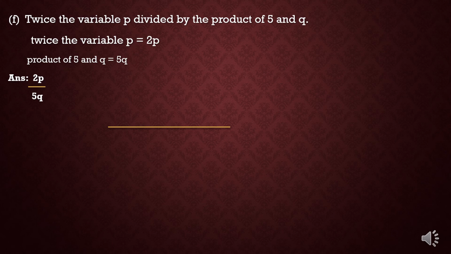Now I have to divide both of them. Again, following the same rule, the word or the algebraic expression given after by will come as a denominator and the variable p will come as a numerator. So your answer will be 2p divided by 5q. And our question is finished over here. I hope you understood it very clearly.